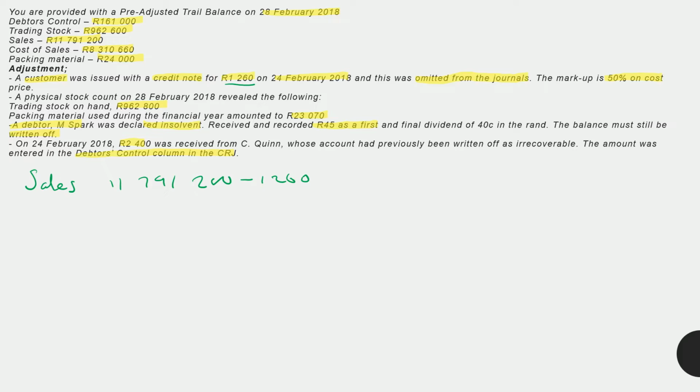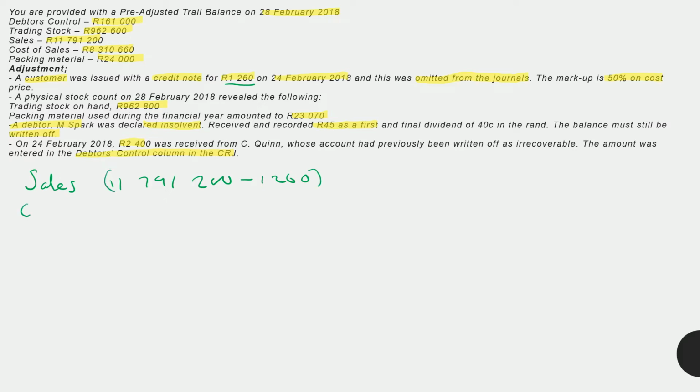Then the second adjustment, and that's the only adjustment that we need to have on sales, because that's for the customer. Physical stock has nothing to do with that. Packing material has nothing to do with that. So I close this one off.